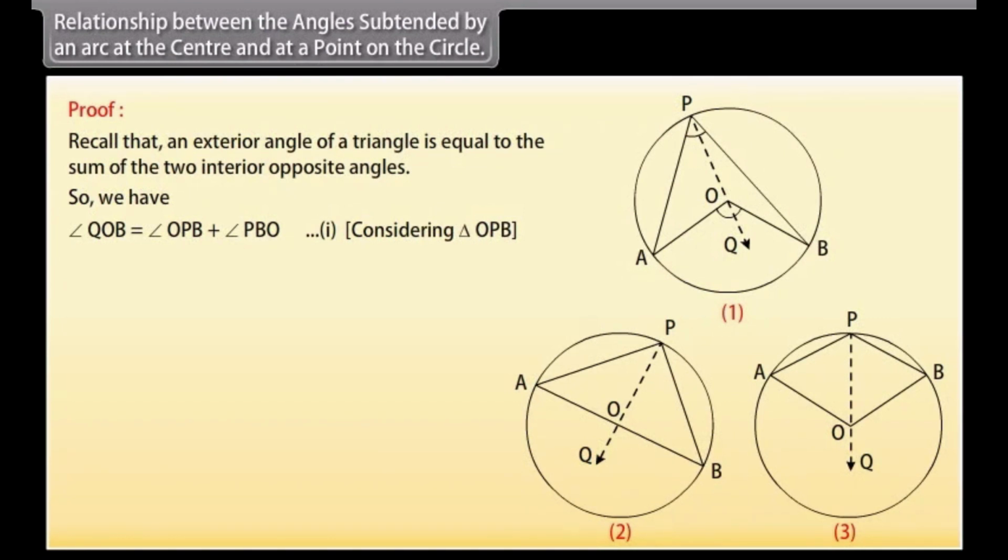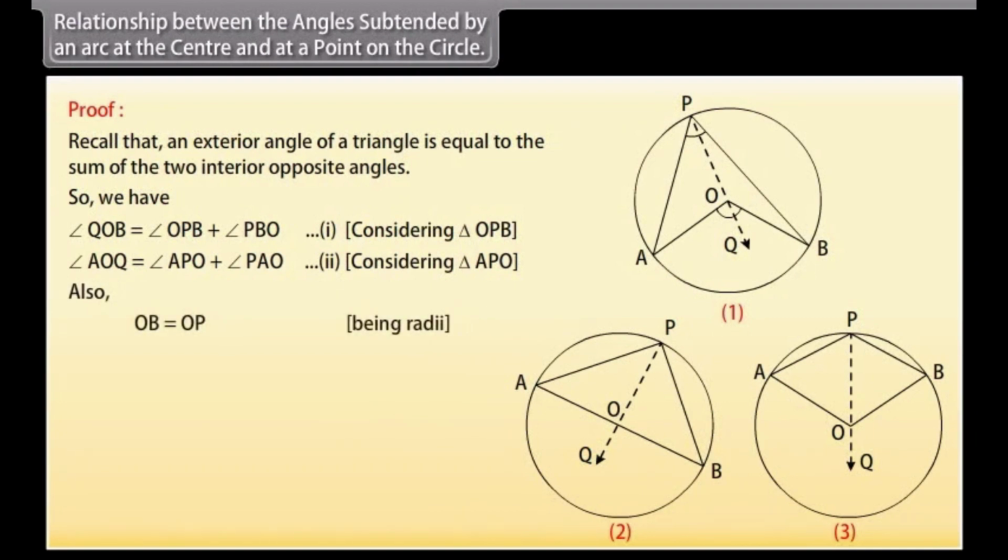1. Considering triangle OPB, angle AOQ is equal to angle APO plus angle PAO. 2. Considering triangle APO, also, OB is equal to OP, being radii. Angle OPB is equal to angle PBO and OA is equal to OP, being radii. Similarly, angle APO is equal to angle PAO.